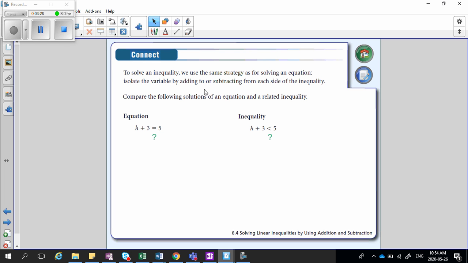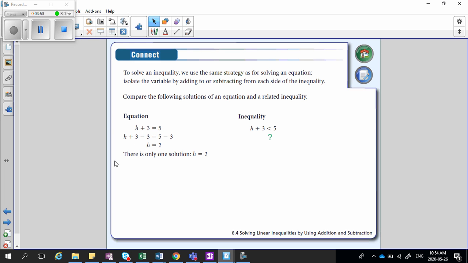So look, if we're going to solve an inequality, you do it the same way you would solve an equation. Remember we were solving equations before like this one, h plus 3 equals 5. Well, how would we isolate h? We have to get rid of that +3, right? So the opposite of +3 is -3. We're going to have to subtract 3 from both sides to get h all alone.